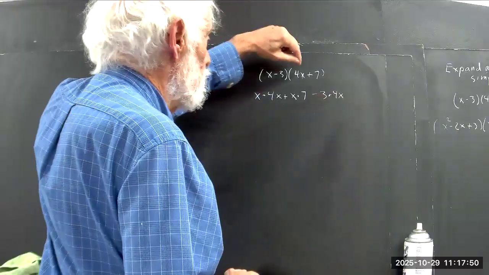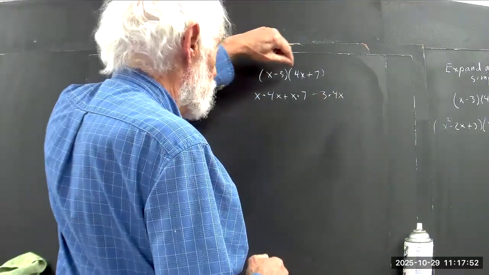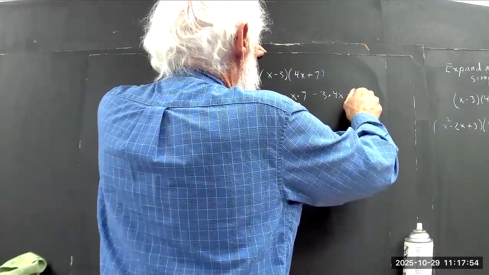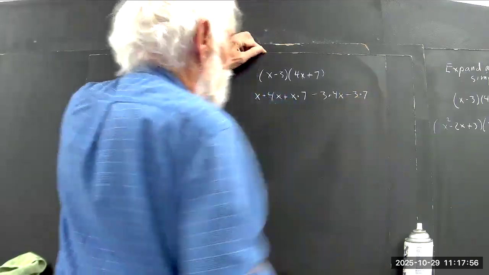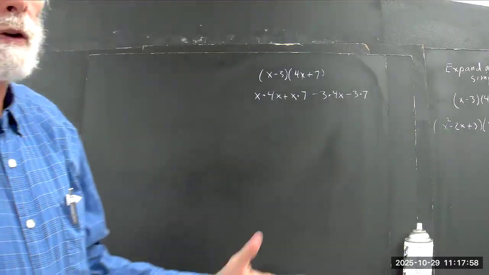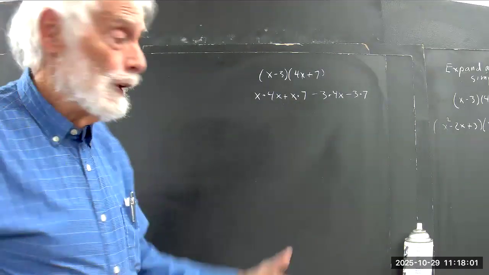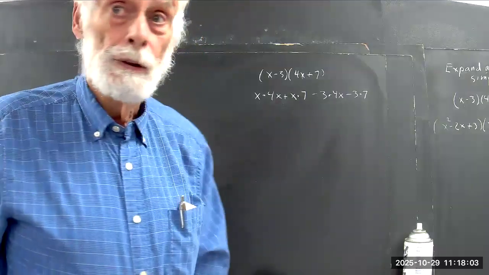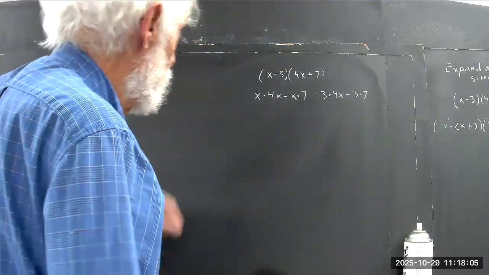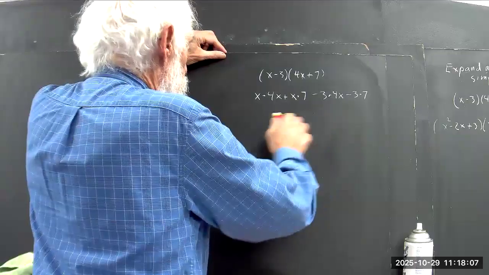And then you have a minus 3 that multiplies both of these. You have the minus 3 times 4x minus 3 times 7. Now that's called the distributive law. Everything in here multiplies everything in here. Here we write it out.